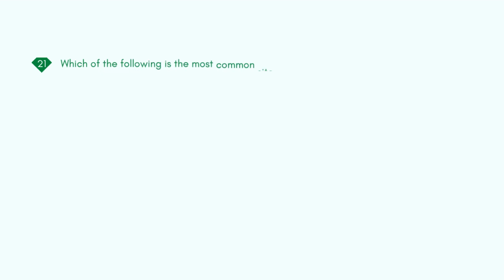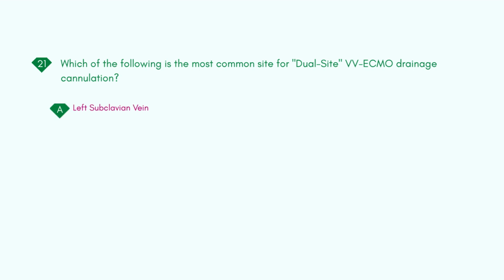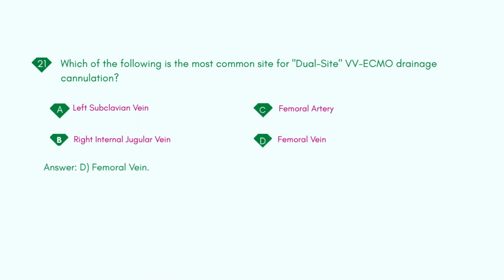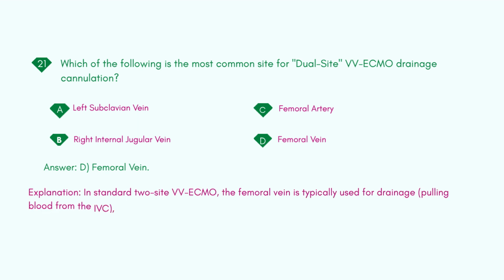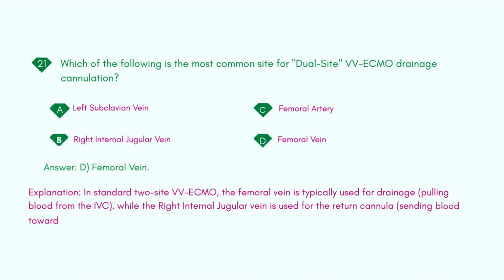Which of the following is the most common site for dual-site ECMO drainage cannulation? A. Left subclavian vein. B. Right internal jugular vein. C. Femoral artery. D. Femoral vein. Answer: D. Femoral vein. Explanation: in standard two-site ECMO, the femoral vein is typically used for drainage, pulling blood from the IVC, while the right internal jugular vein is used for the return cannula, sending blood toward the tricuspid valve.